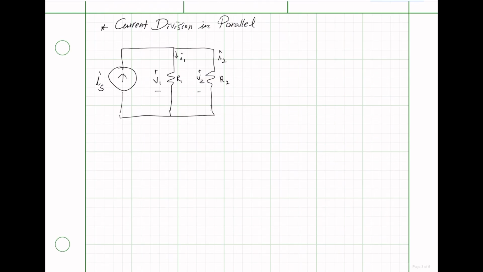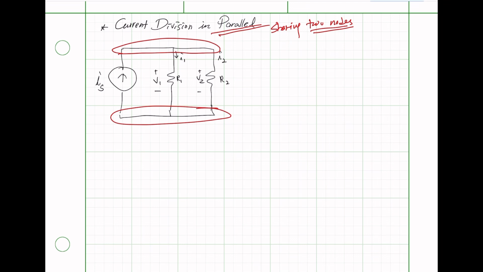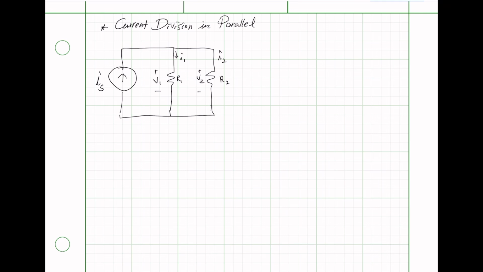Now, let's take a look at the current division in parallel. So how do we know two elements are parallel or not? In parallel, they do share two nodes, top and bottom. These two, R1 and R2, we have top and the bottom. They do share the top node and the bottom node. So therefore, they are in parallel. Now let's do KCL in this node. Entering I of S equals leaving I1 plus I2.